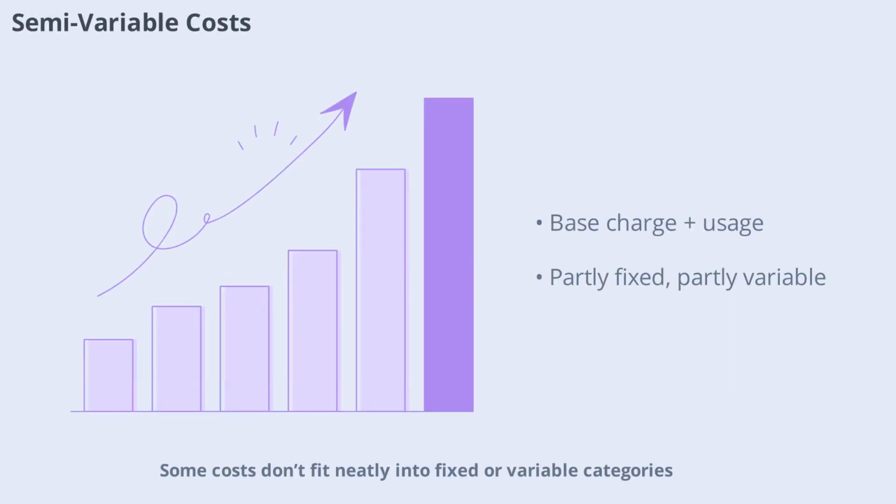Some costs don't fit neatly into fixed or variable categories. Semi-variable costs, like utility bills with a base charge plus usage fees, have both fixed and variable components. Recognizing these helps you budget more accurately and avoid surprises when your business activity changes.